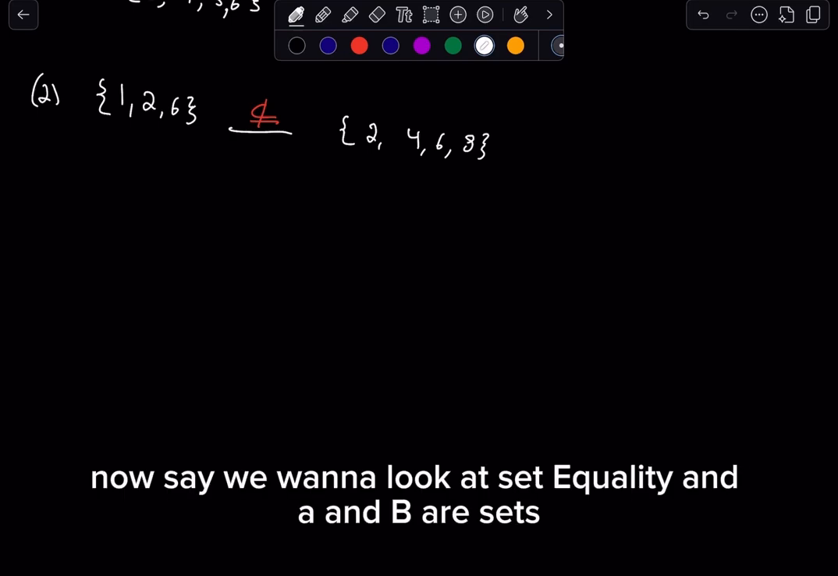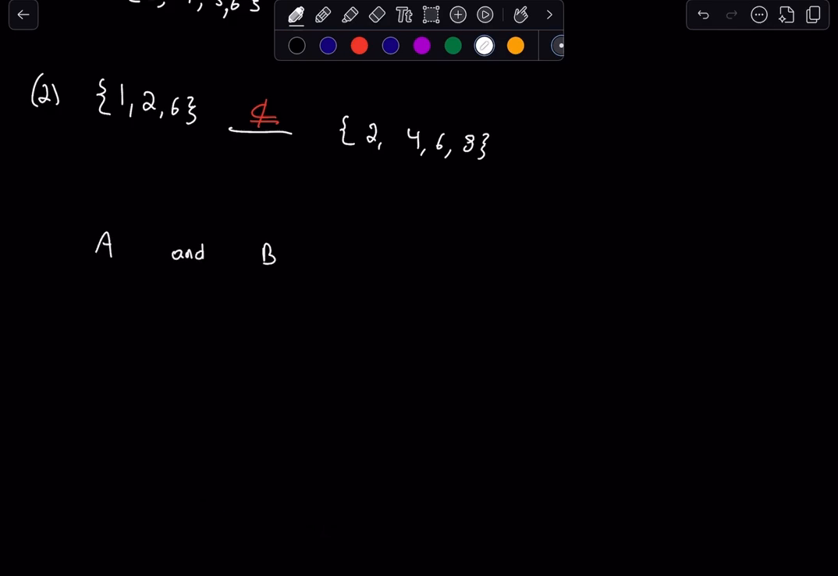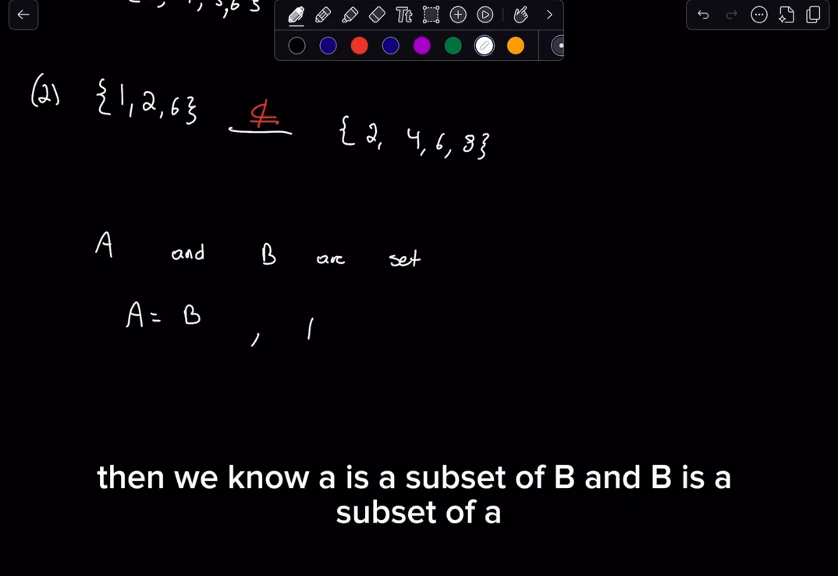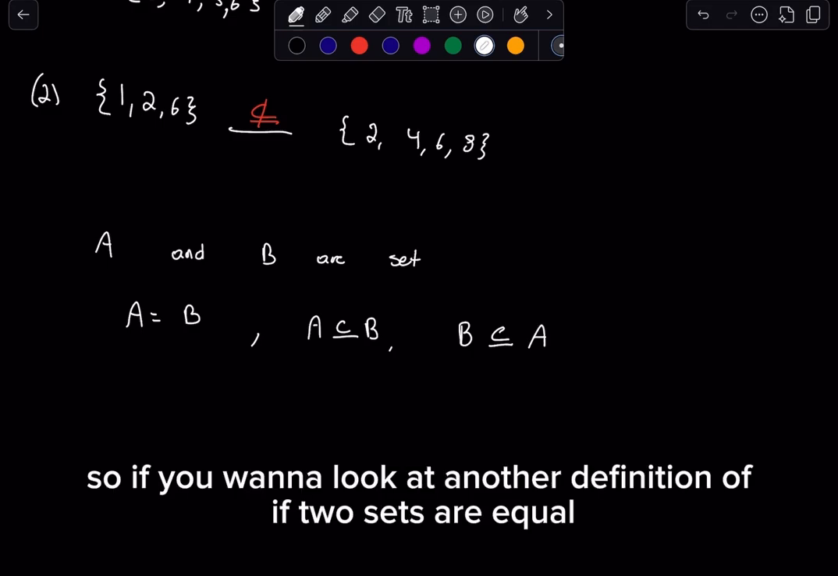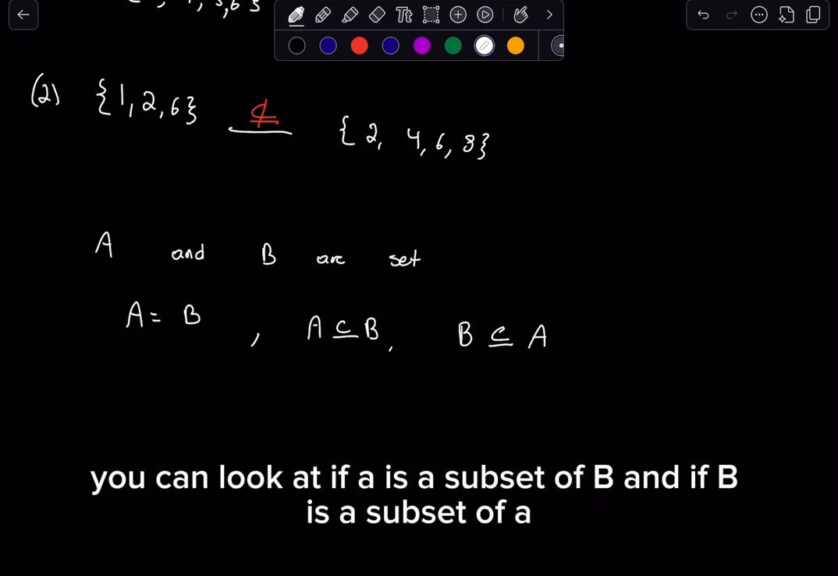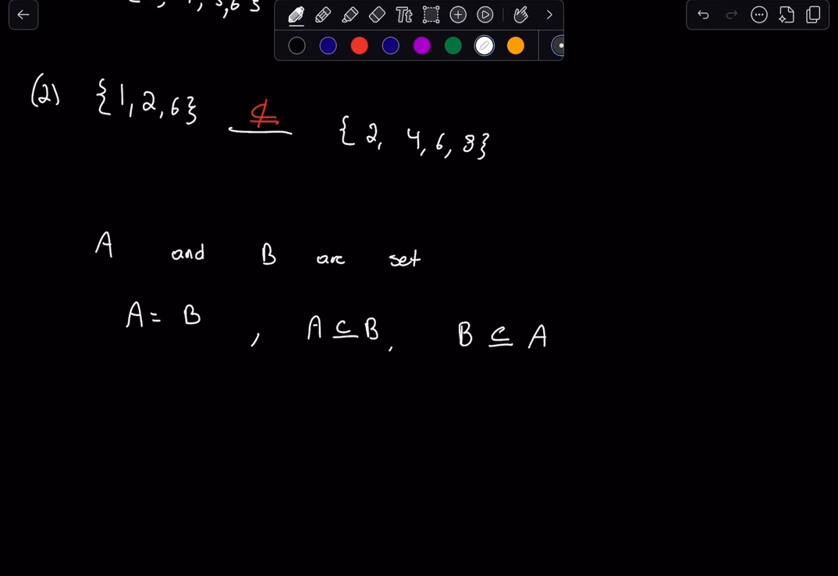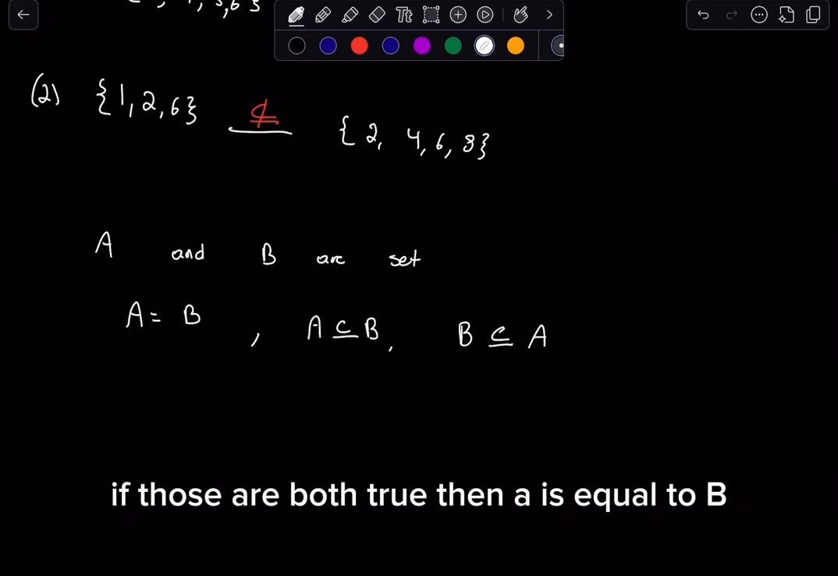Now, say we want to look at set equality, and A and B are sets. If A is equal to B, then we know A is a subset of B, and B is a subset of A. So if you want to look at another definition of if two sets are equal, you can look at if A is a subset of B and if B is a subset of A. If those are both true, then A is equal to B.